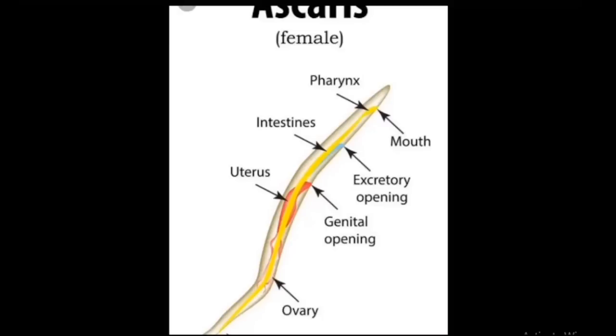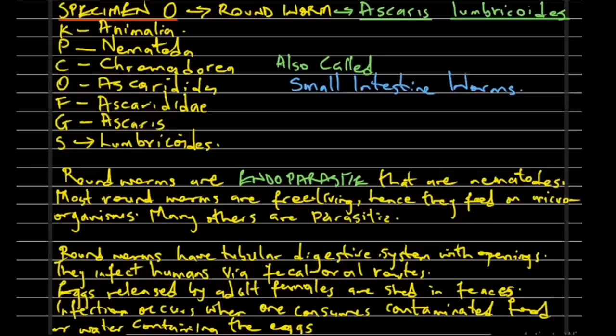So this part here is the anus, and then we have the ovary around here where the eggs are produced. We have the uterus here, and then the genital opening around this place. It also has the intestine and the excretory opening, and then the mouth and the pharynx are found here towards the head. So that is how Ascaris looks. That is about specimen O.